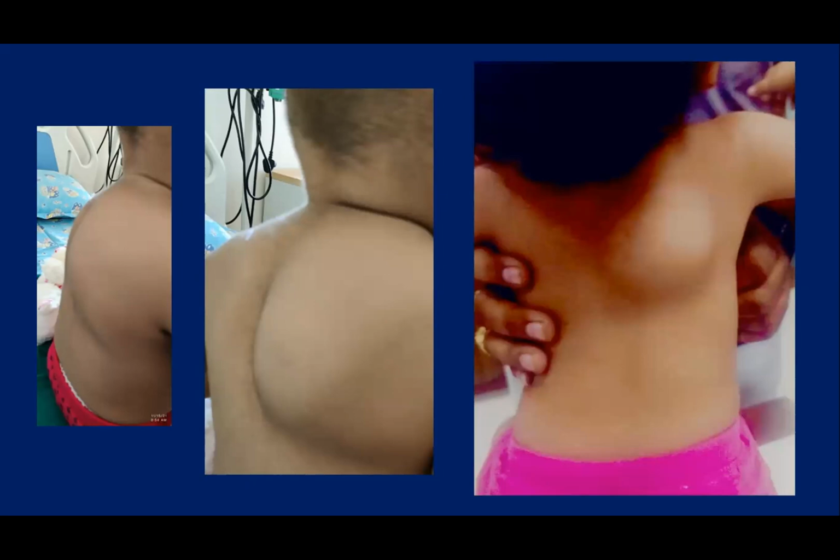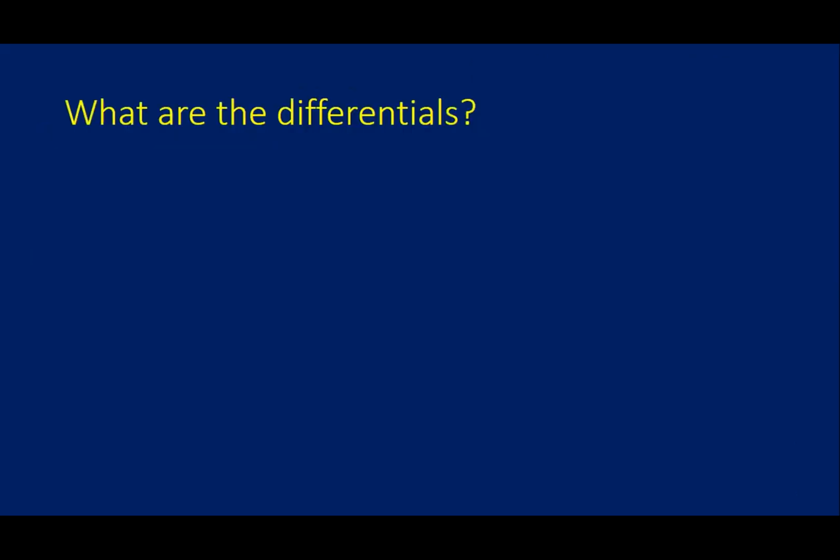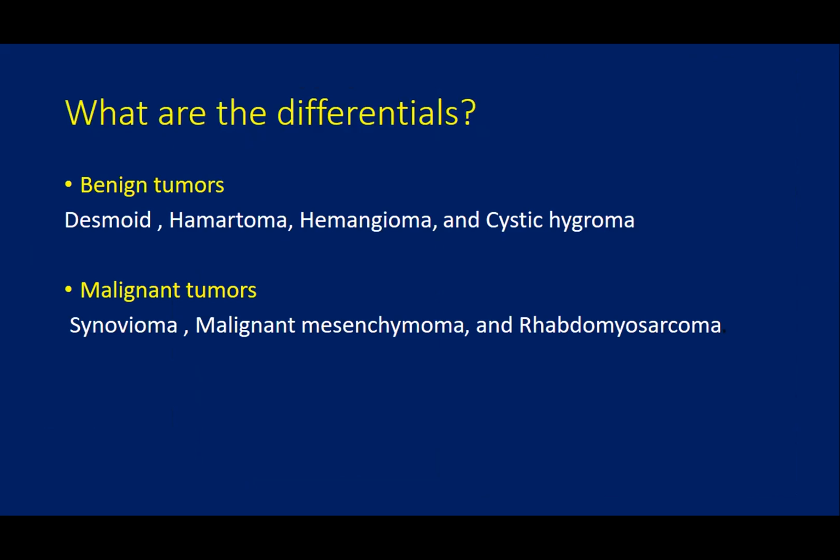So let's rush through the differentials we thought of, and then we will show what it was. For a chest wall swelling, the differentials for benign tumors would be desmoid, hematoma, hemangioma, or cystic hygroma, and for malignant tumors would be synovial sarcoma, malignant mesenchymoma, rhabdomyosarcoma, sometimes a tumor of the bone, but of the ribs. But this was not bony in consistency.